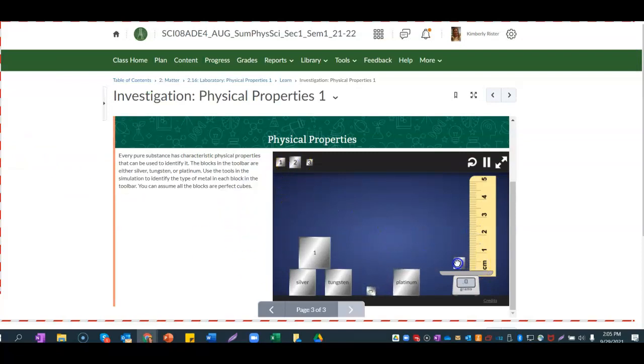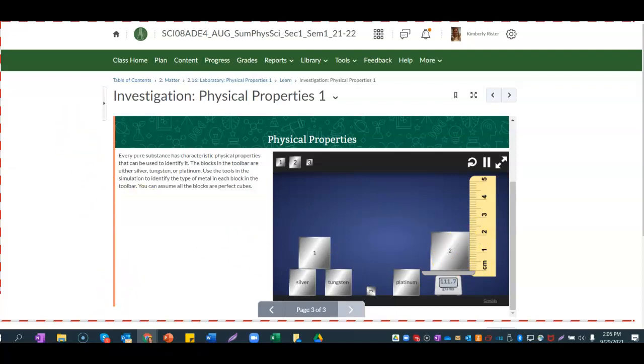So we have, this kind of grows when you get it out of its little box. Our scale keeps sliding over, so let me see if I can move it. All right, so we have 111.7 grams, and our height here is 2.2.